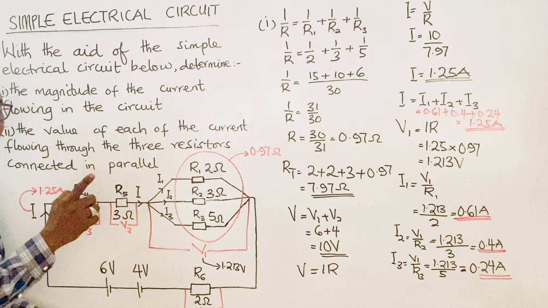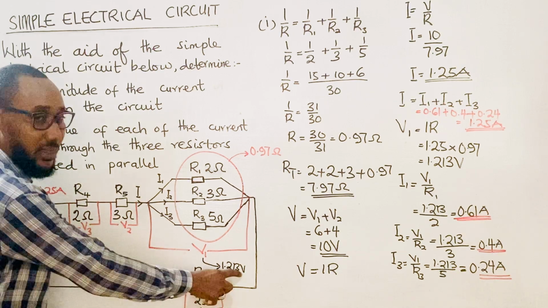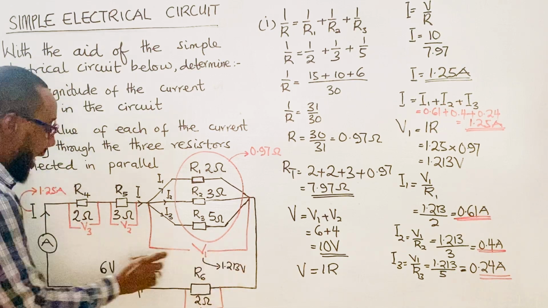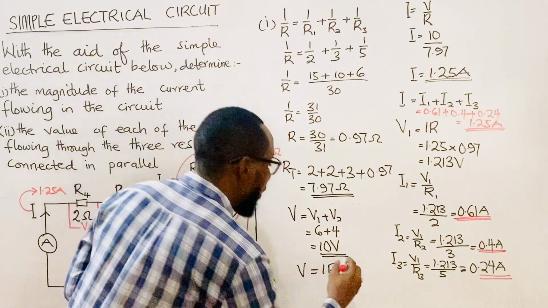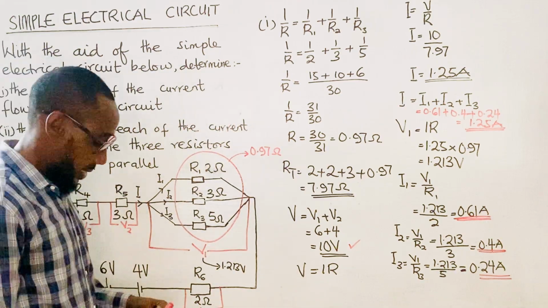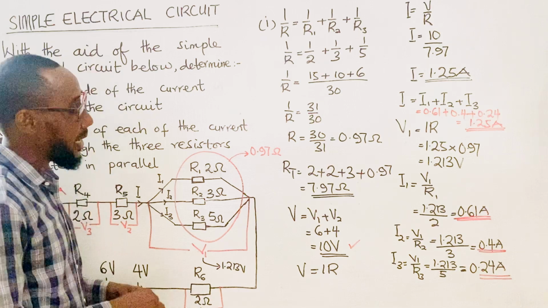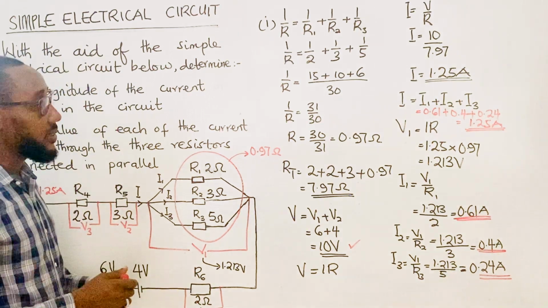And then we expect that if we do that right, then this potential difference 1.213 volts that we've already determined, added to V2, V3, and V4, should be equal to what? Should be equal to this 10. I hope you get that. Should be equal to the 10. So that is the situation that we have now. I think it is clear enough.